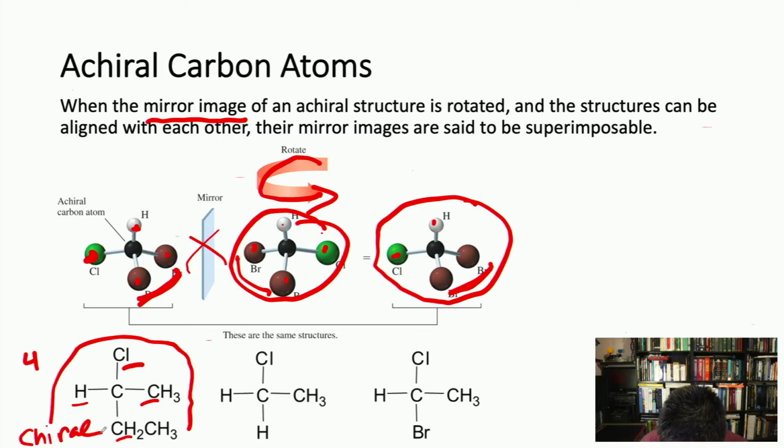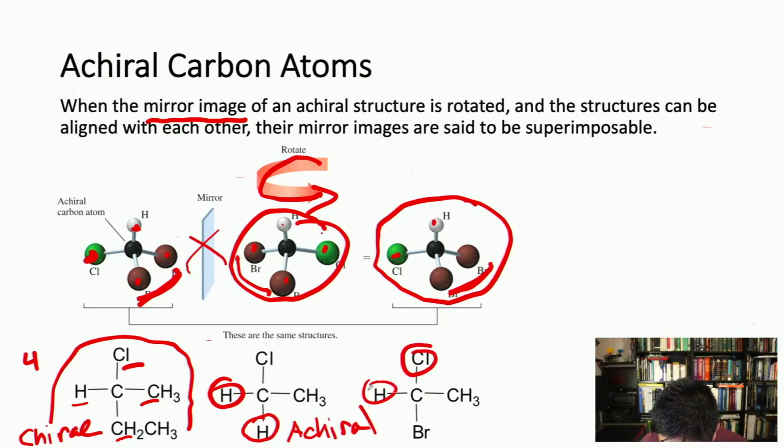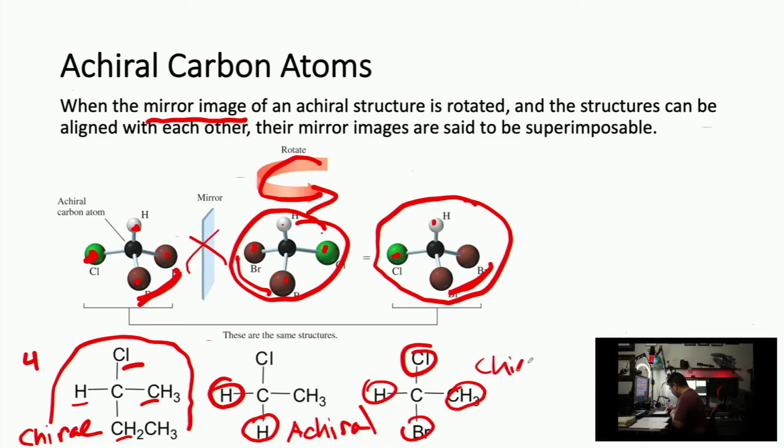Over here, look, this molecule has 2 of the same group. That automatically makes it achiral. And then again, 4 different groups. That makes it chiral. Pretty simple.